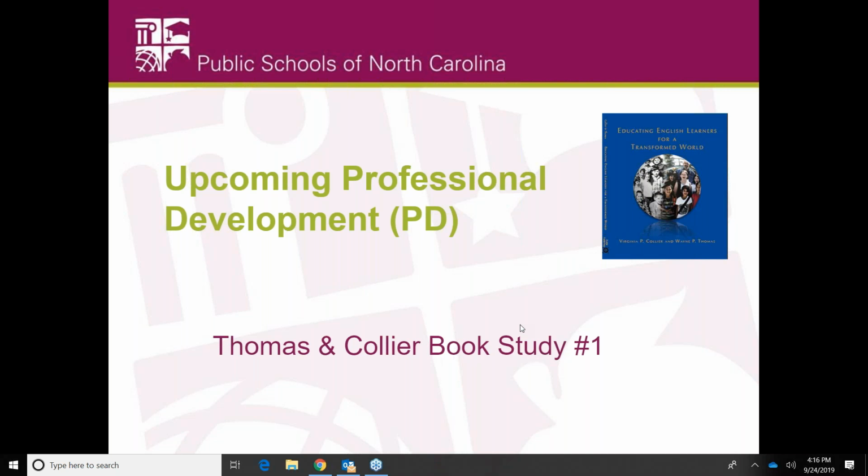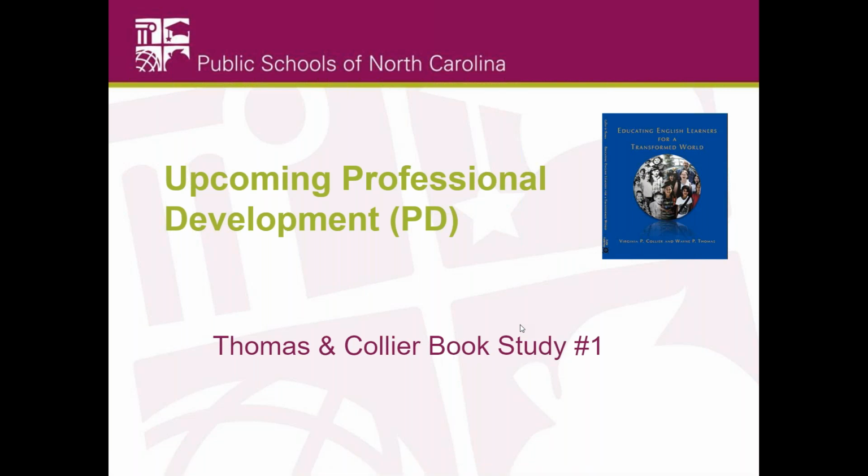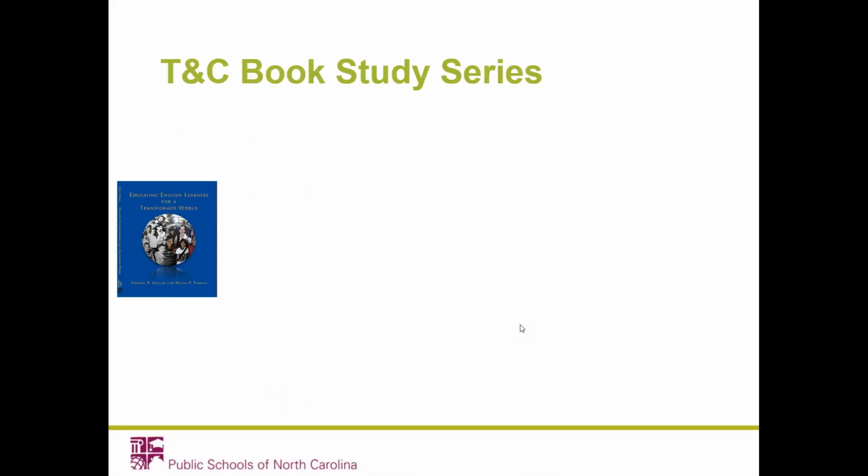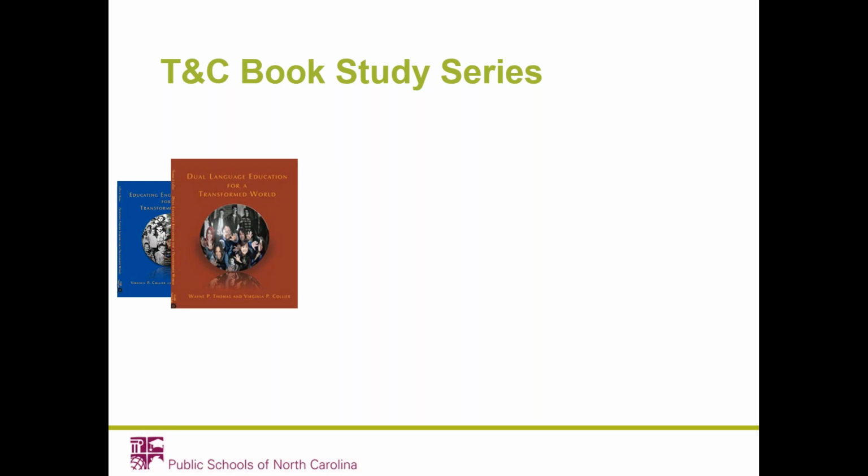So as we know, this is the beginning of a series of books by Thomas and Collier, starting with the Blue Book, and then moving to the red book. So when we go from the blue book, which focuses on English learners and begins talking about the power of dual language immersion education, we then move into the series that talks more and more in depth about dual language education for a transformed world, which is the red book, which many of you know highlights the work in North Carolina in Chapter 5. So we will begin work very soon on the book study for the red book.